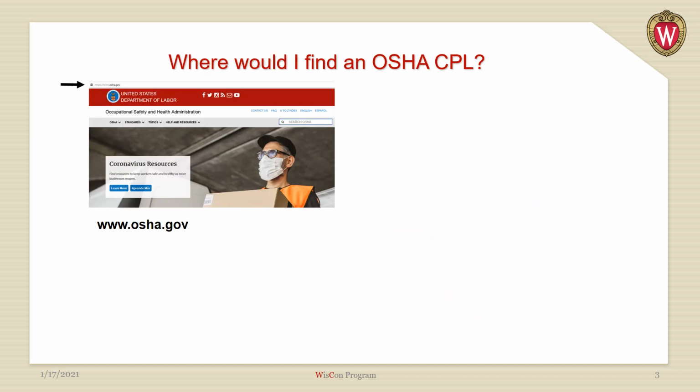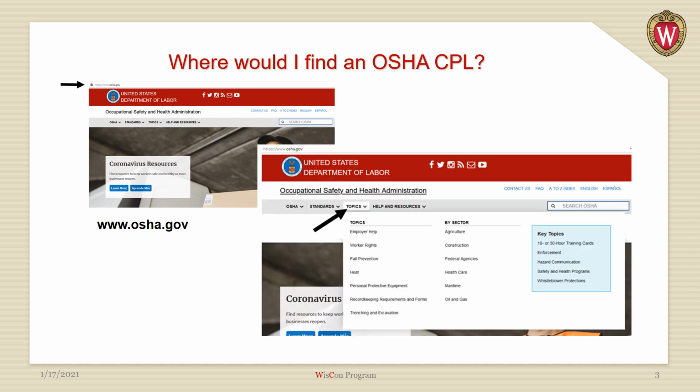So where would I find an OSHA CPL? First, we're going to go to the OSHA webpage, which is www.osha.gov. Then we will go to the top toolbar in gray under Topics, and on the far right, we're going to go under Key Topics and select Enforcement.